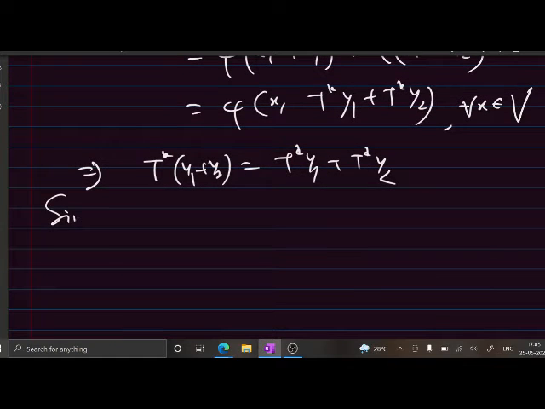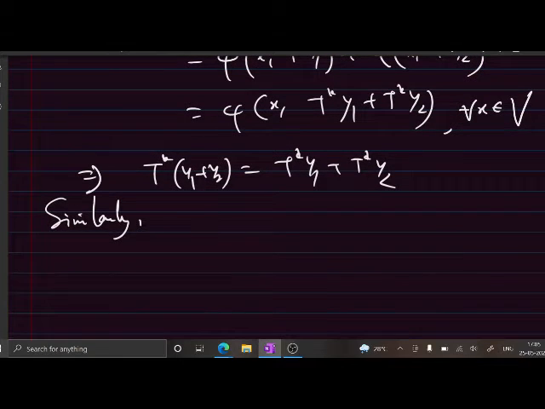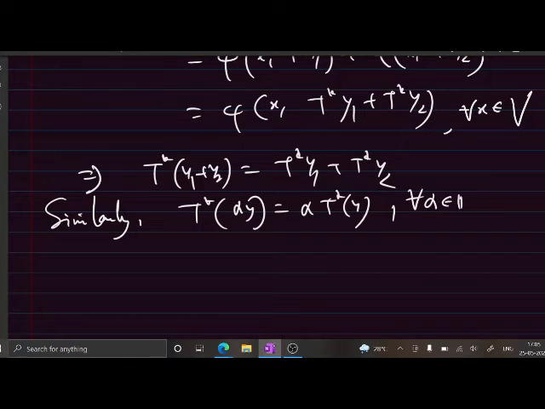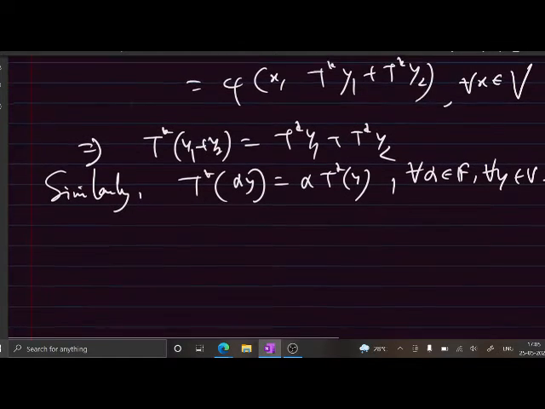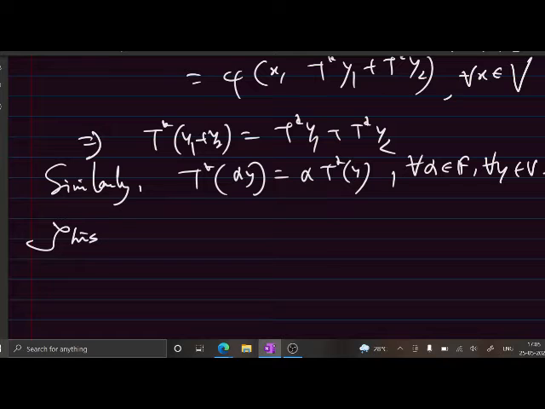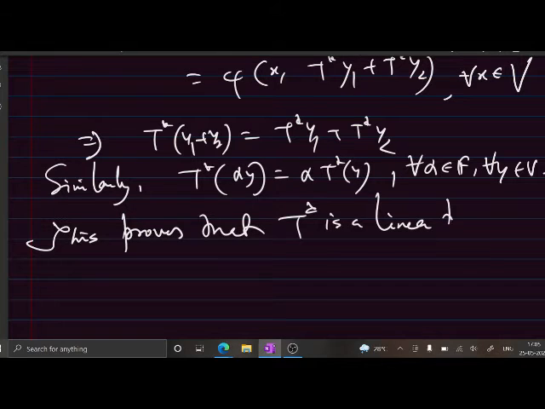Similarly, it is not very tough to check that T star of alpha y is alpha T star y for all scalar alpha belongs to F and for all vector y in V. So therefore T star is a linear transformation. So this proves that T star is a linear map, a transformation from V into itself.